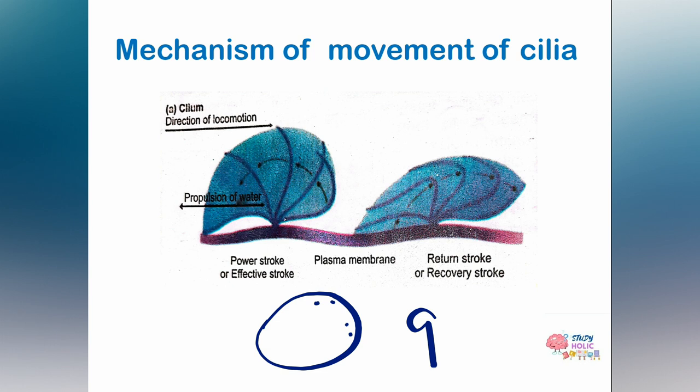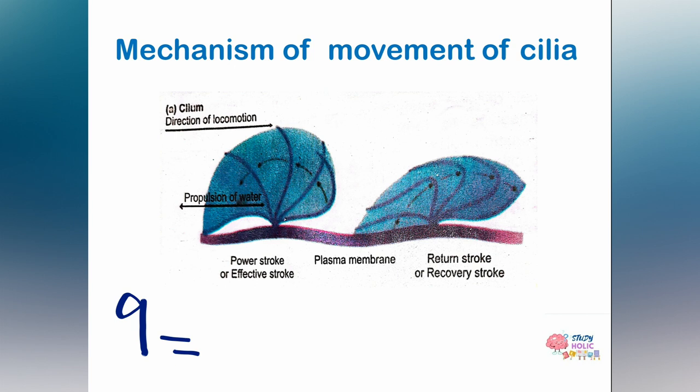How does this take place? The contraction of the 9 fibrils takes place in groups. These are the 9. In the first round, 5 out of the 9 fibrils contract, the double fibrils. And when the 5 fibrils contract, the cilia bends or shortens, as it is shown over here. This shortening of the cilia is due to the contraction of 5 out of the 9 fibrils, and it is known as the effective stroke or the power stroke.